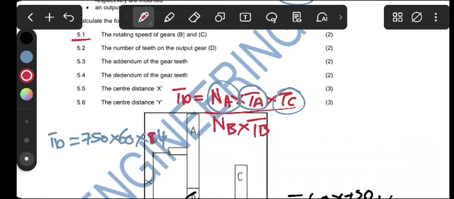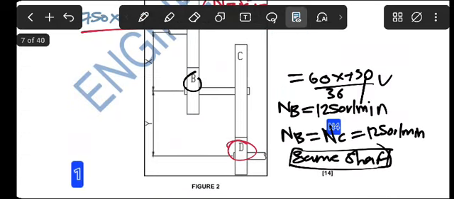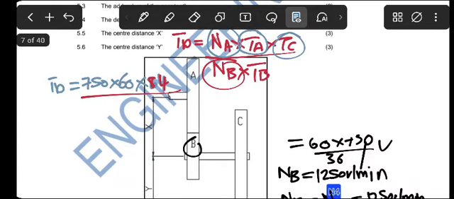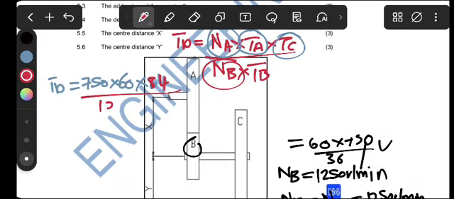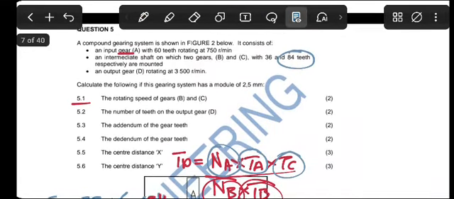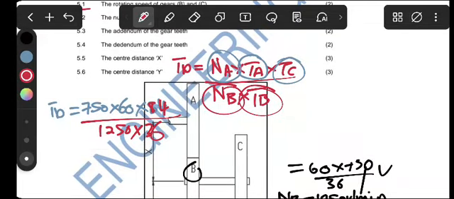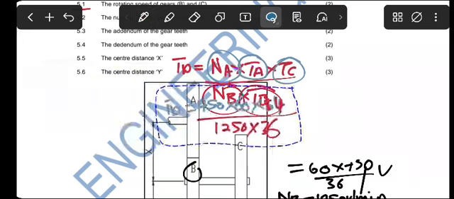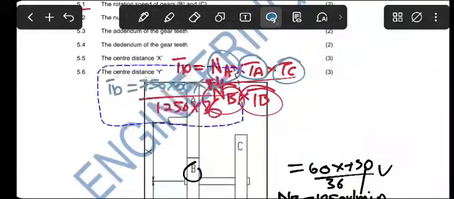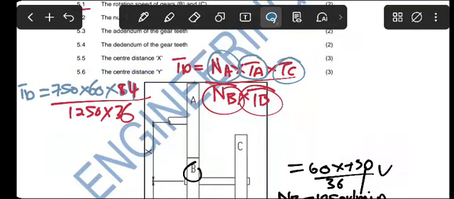Divide this by what? By the speed of P, the one that we've calculated, 1250. We have just calculated this, it's 1250 multiplied by the teeth of P. The teeth of gear P is 36. Multiply this by 36. So punching this on our calculator, we're supposed to get that as we are punching that.